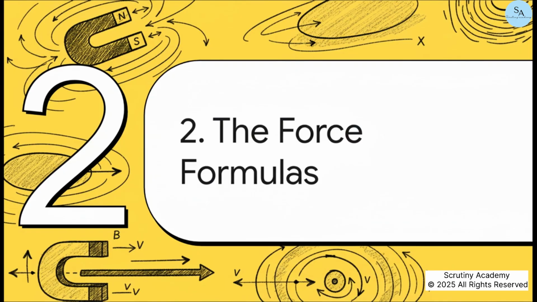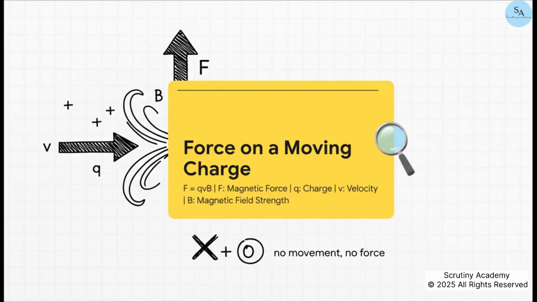These are your bread and butter for calculating magnetic force. Our first heavy hitter is F equals QVB. This is how you find the magnetic force, F, on a single tiny charge, Q. The key ingredients are the charge itself, how fast it's moving, that's its velocity, V, and the strength of the magnetic field, B. And here's the crucial part. If that charge isn't moving, its velocity is zero, which means the whole force is zero. So remember, no movement, no magnetic force.